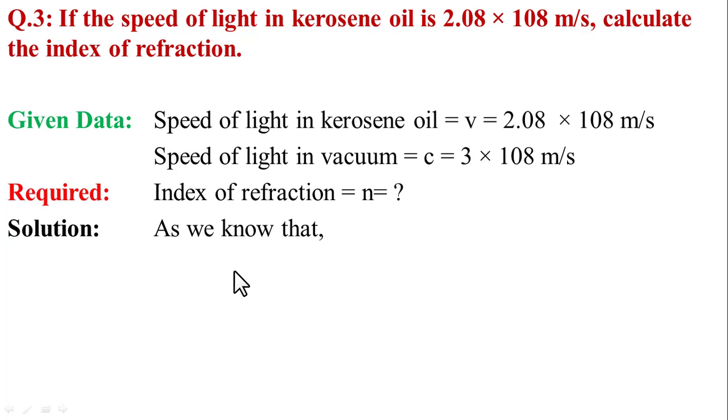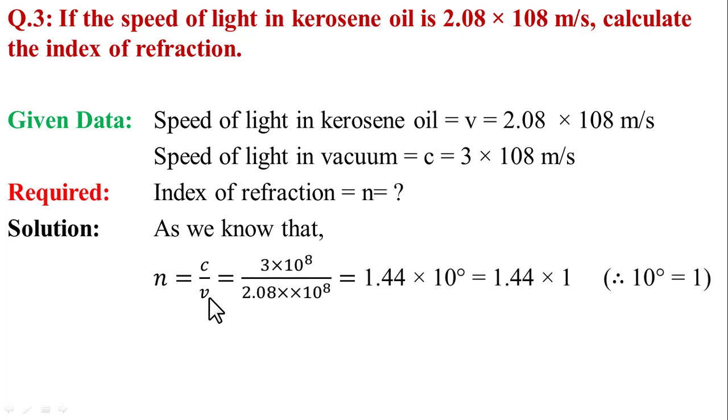Now we can put that, as we know that N is equal to C over V. Here putting the values, 3 multiplied by 10 raised to power 8 divided by 2.08 multiplied by 10 raised to power 8. Solving this, that is equal to 1.44 multiplied by 10 raised to power 0. Here any power 0 is equal to 1. So 10 raised to power 0 is equal to 1. So N is equal to 1.44 multiplied by 1. That is, refractive index N is equal to 1.44.